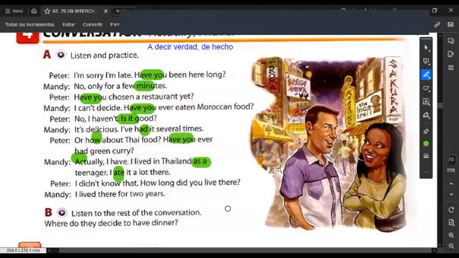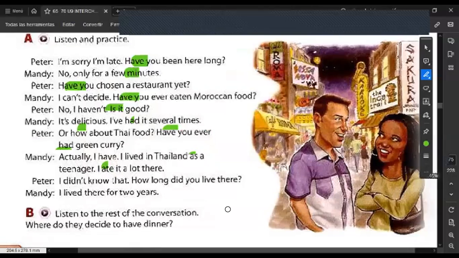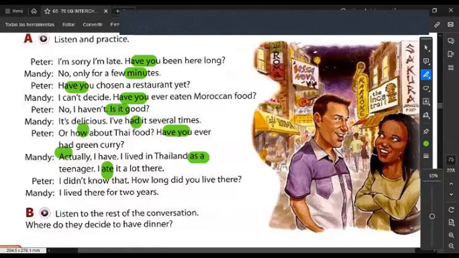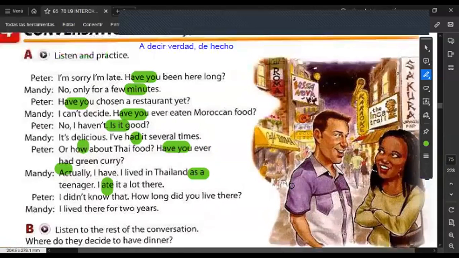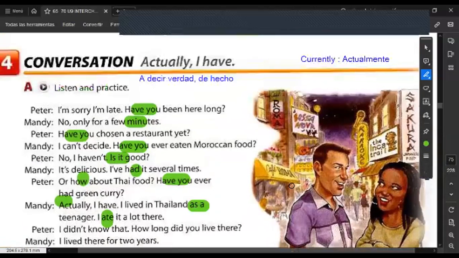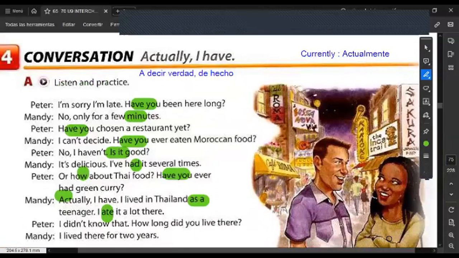Teenager, adolescente, ¿verdad? Teenager. Yes, teenager. Voy a hacer un poco más grande. Okay, teenager, right? Lived, la pronunciación de lived. Es como una D. Lived. Yes. Lived. Right? Lived.